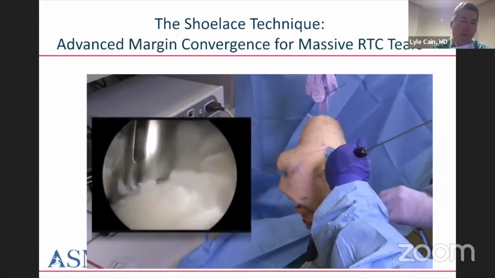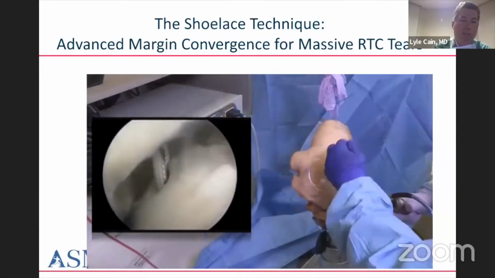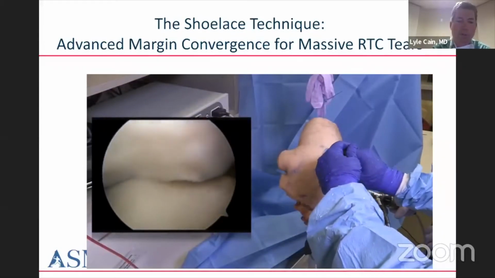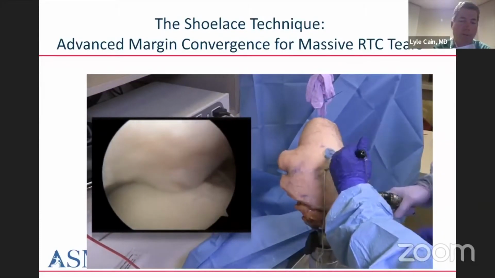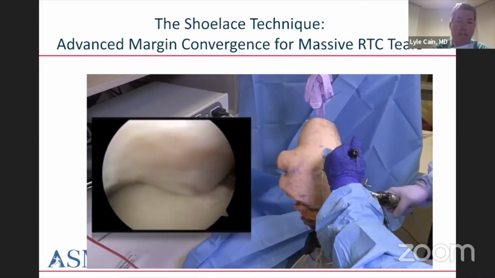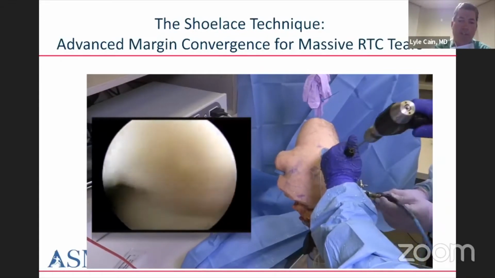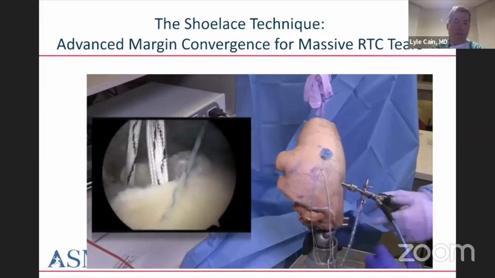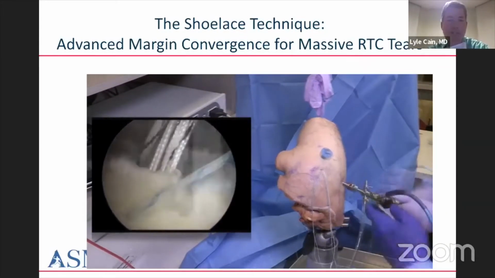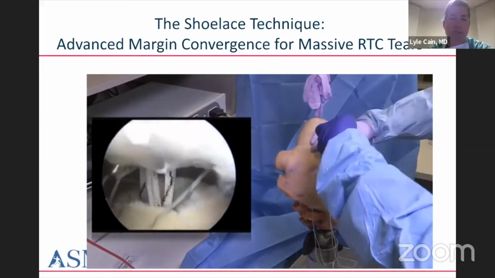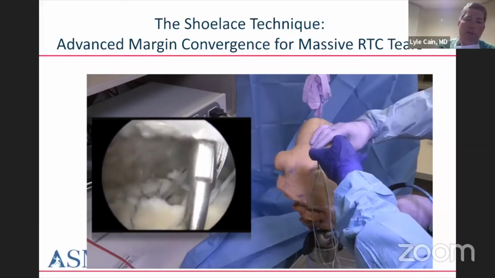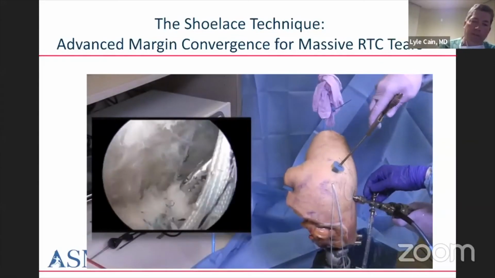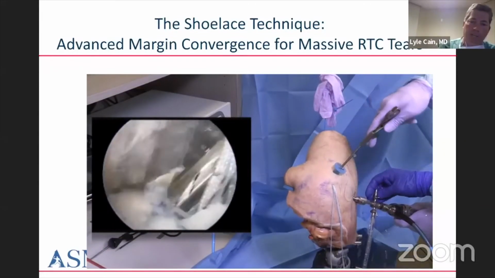But my reps and my fellows have coined this an SCR autograft, because essentially what people do is superior capsule reconstruction using an allograft. I'm taking their native tissue and advancing it almost like a tendon transfer for these massive tears, and they tend to do really well. So the shoelace technique is a really nice technique for a massive retracted tear where you need to pull the tissue together and have good tissue integrity, where you can't pull the tissue completely lateral to the humerus.